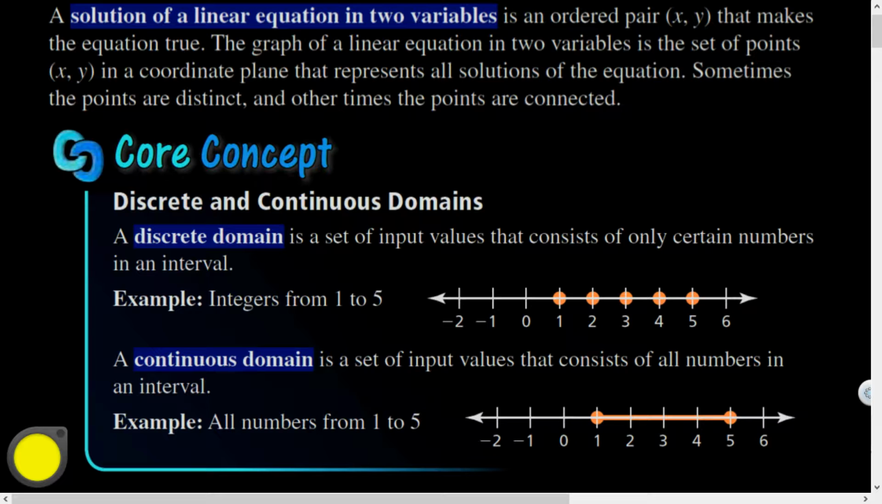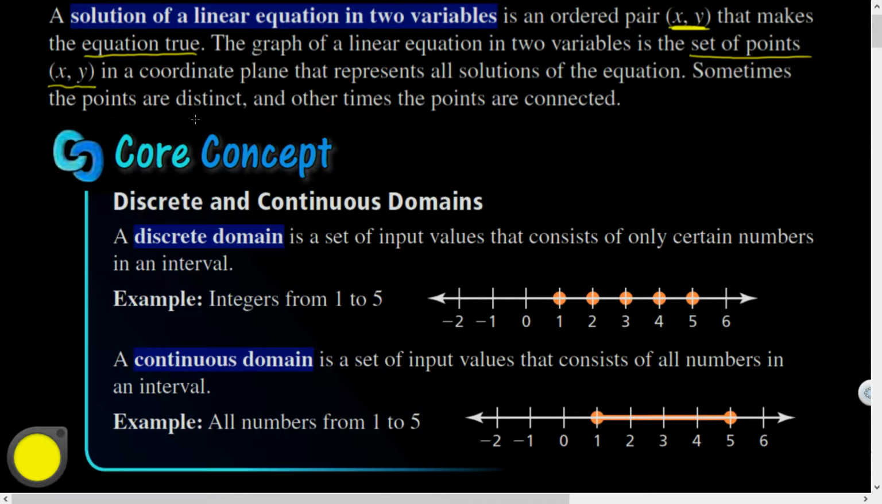So here we go. We're continuing 3.2, Big Ideas Algebra 1. A solution of a linear equation in two variables is an ordered pair (x, y) that makes the equation true. The graph of a linear equation in two variables is the set of points (x, y) in a coordinate plane that represent all solutions of the equation.